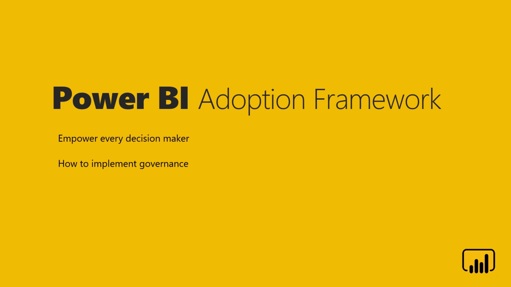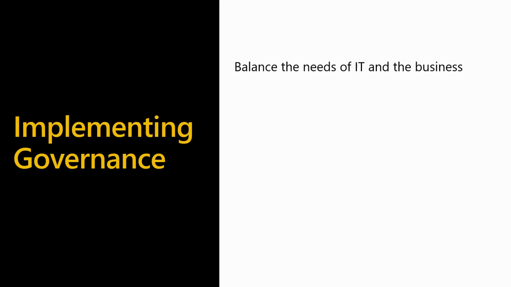In this video, we'll talk about how you can implement governance. When creating and implementing a governance plan, you need to consider the requirements of IT, security, and the business to make sure that it will work for everyone. Every organization is different, and governance needs to be customized for a specific environment and culture to make it successful.